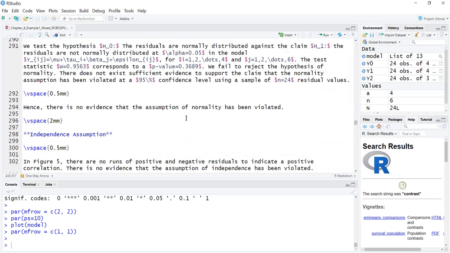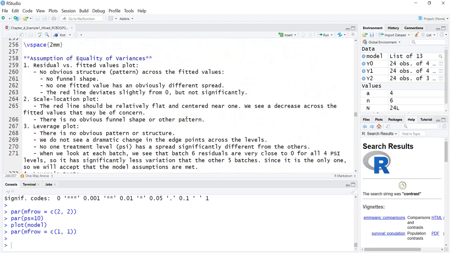So the analysis of this has been typed up here. No obvious structure or pattern, no funnel shape. No one fitted value seems to have an obviously different spread. As far as we can tell, it's just really difficult. The red line deviates slightly from 0, but not significantly. It's not all over the place or in a pattern.